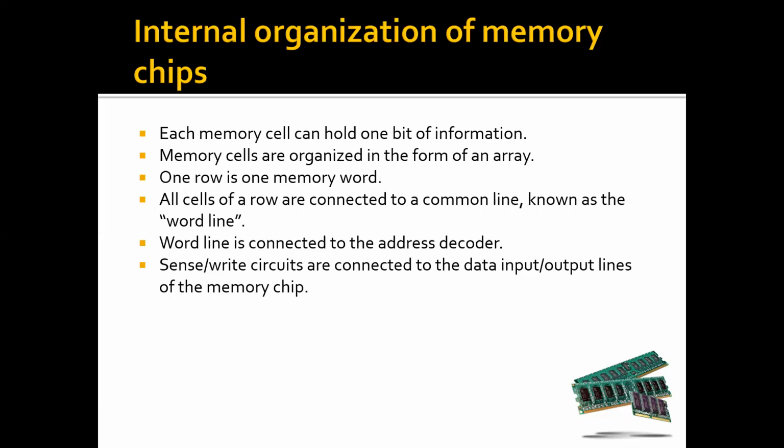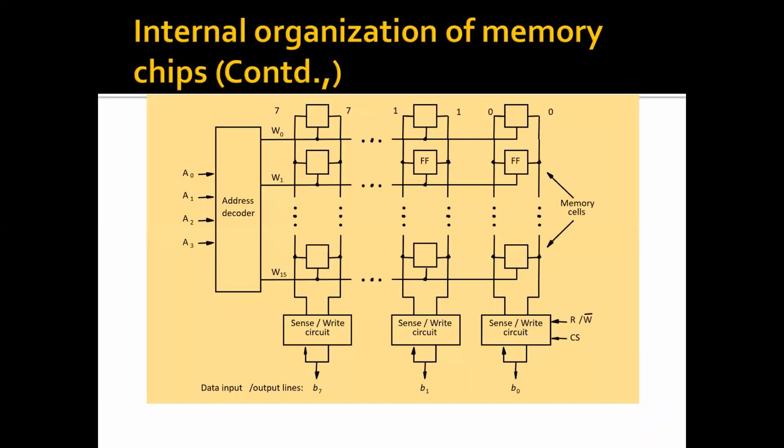One row is called one memory word. All cells of a row are connected to a common line known as the word line. The word line is connected to the address decoder. Sense and write circuits are connected to the data input-output lines of the memory chip. So it can be viewed here in this figure.